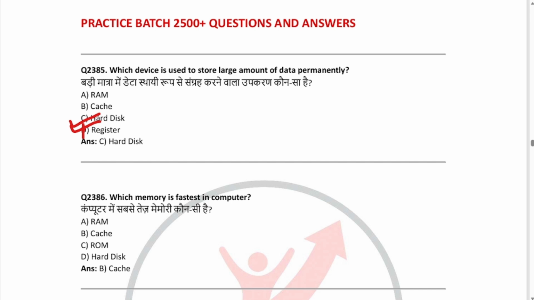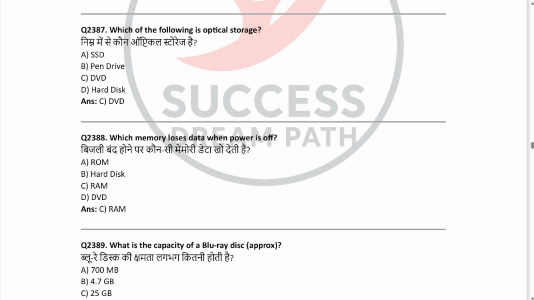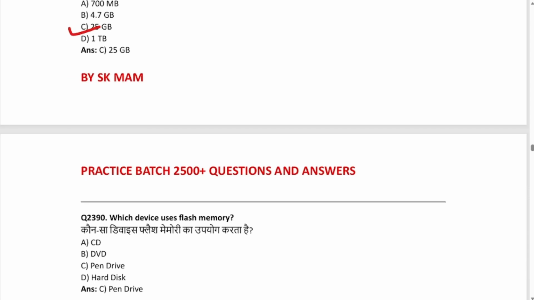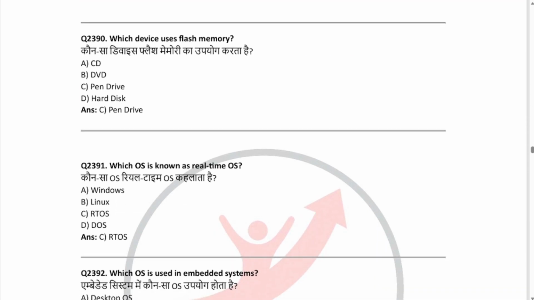Which memory is fastest in computer? Cache memory. Which of the following is optical storage? DVD. Which memory loses data when power is off? RAM. What is the capacity of Blu-ray disc? Approx 25 GB. Which device use flash memory? Pen drive.